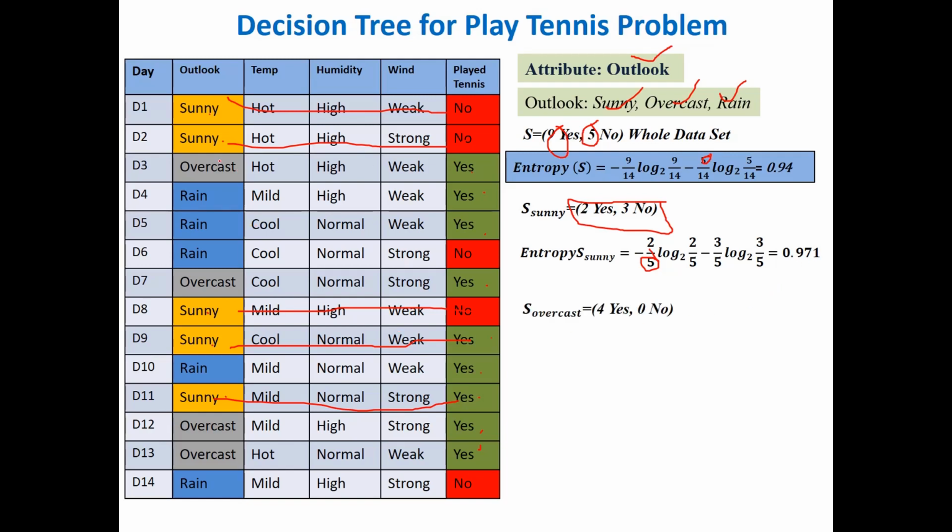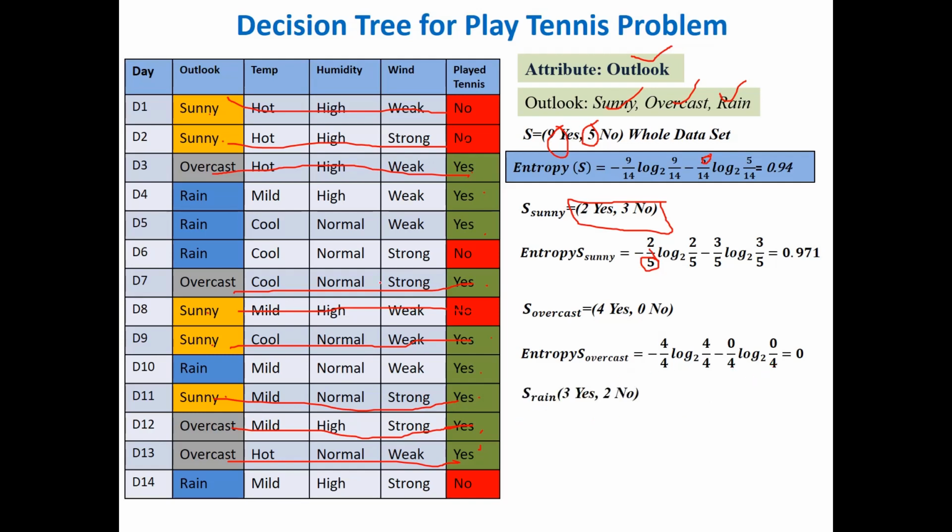Similarly, we will find it for the overcast. For overcast, there are a total of 4 examples, and out of these 4, all 4 are positive. You can see here these are all positive examples. So the entropy of the overcast will be minus 4 by 4 log to the base 2, 4 by 4, minus 0 by 4 log to the base 2, 0 by 4. So the entropy of the overcast is 0.